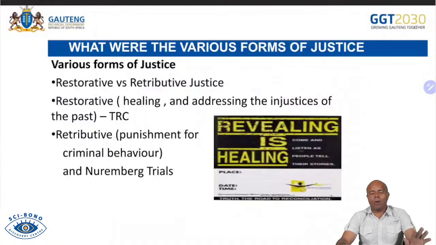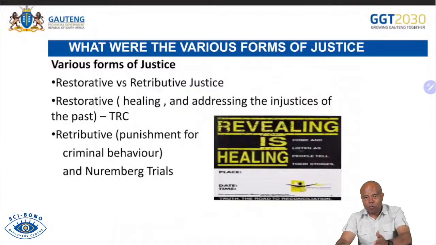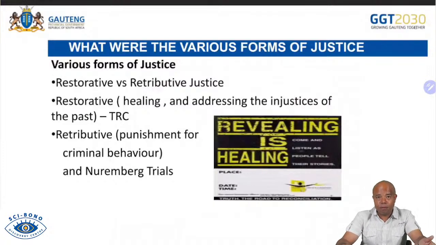So we need to understand, what is restorative justice? Restorative justice means that there must be healing that takes place, and it must address the injustice of the past. That is what we call restorative. Restorative means you restore the perpetrator back to the victim. It means there must be forgiveness, but there must be remorse in the forgiveness.